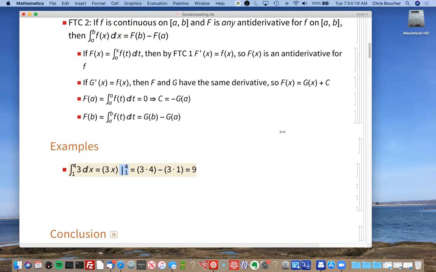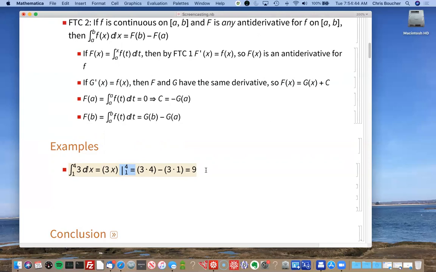And what this evaluation bar means when I put it to the right of something is take the thing to the left, plug in the top number, and subtract what you get when you plug in the bottom number. That is, evaluate across those endpoints. So my first thought here is, what's an antiderivative for 3? It's 3x. Okay, so I want to take my antiderivative 3x and evaluate across the endpoints.